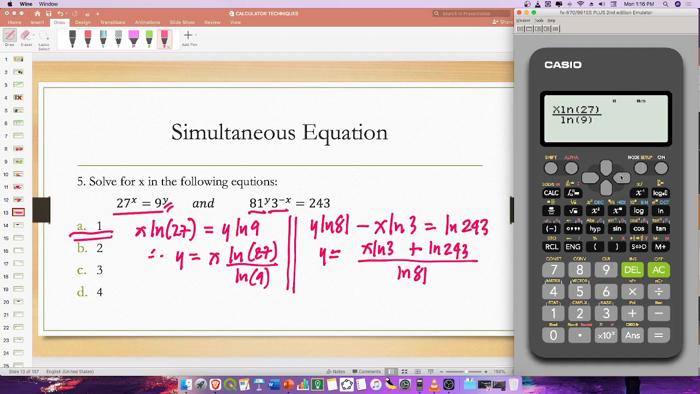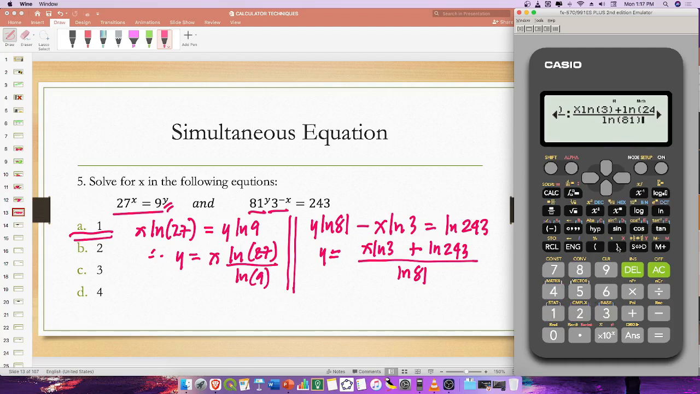Take note guys, you can actually use this in any problem using two equations and two unknowns. I will show you later on how to do that. This is my first term here. Now we will go to this term. What I'm going to do here is separate the two problems using the colon notation. This is now x ln of 3 plus ln of 243, all over ln of 81.